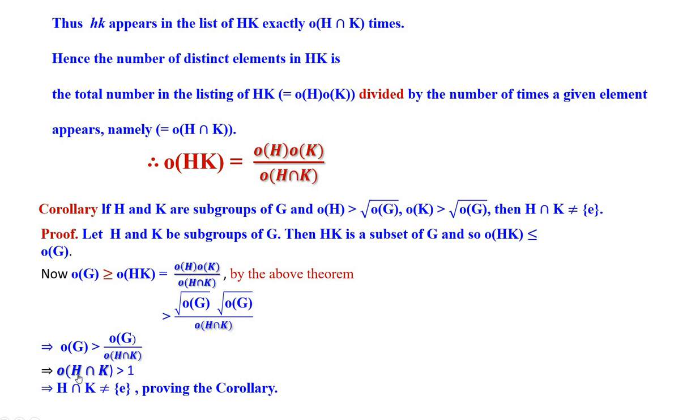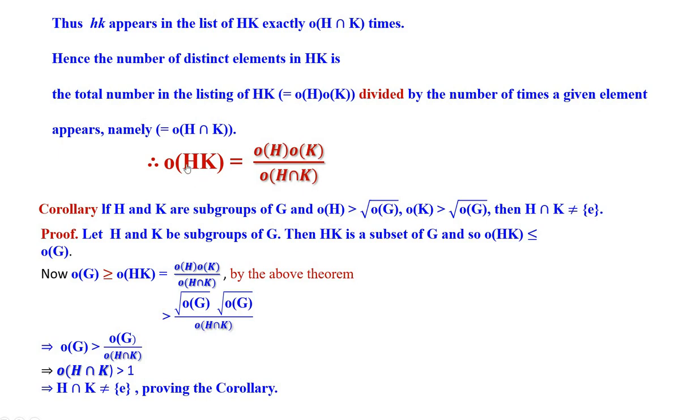H being a subgroup, it will have the identity. K being a subgroup, it will have the identity. So H intersection K definitely will have the identity element. But order being greater than 1, apart from the identity element, it will have some more elements. So that is what this corollary says.